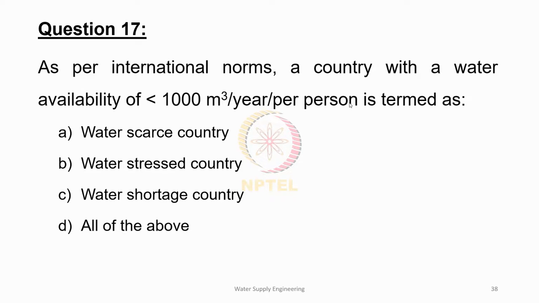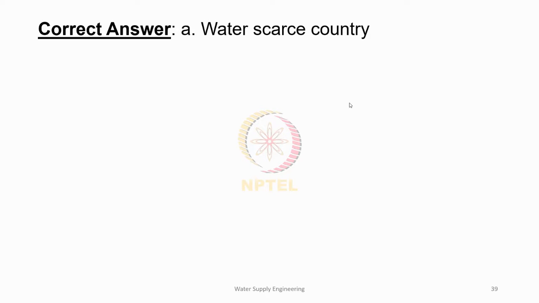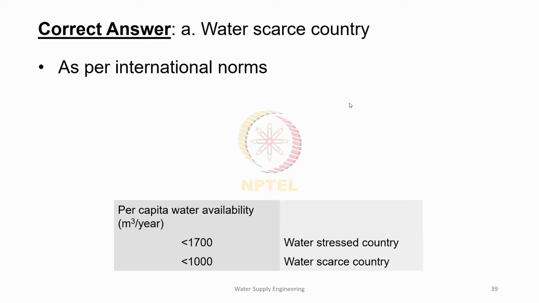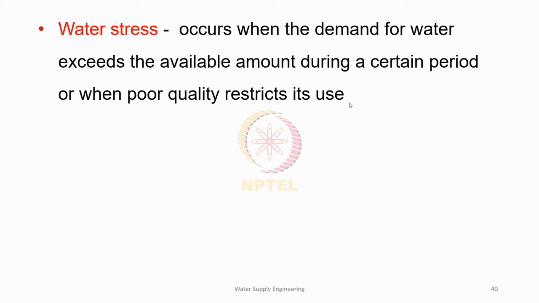Okay, so we'll see what is the answer. Correct answer is option A, water scarce country. So according to international norms, per capita water availability less than 1700 meter cube per year is termed as water stressed country, whereas if it goes below 1000 meter cube per year per person, we'll term it as water scarce country. So, what is water stress and water scarcity? Two terms we have come across.